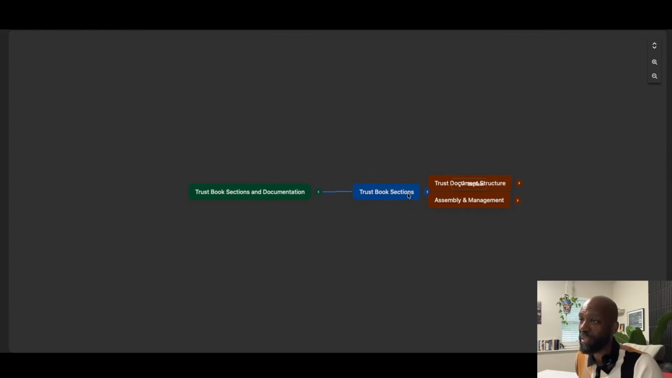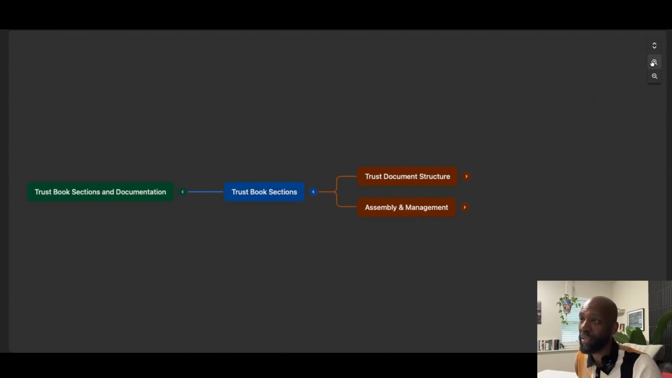We're talking about this trust book today, right? So what I did is I did something a little bit different. I'm gonna show you what it looked like. Let's jump right in and get started. Trust book, 2 sections. Let's see if we can zoom in a little bit.